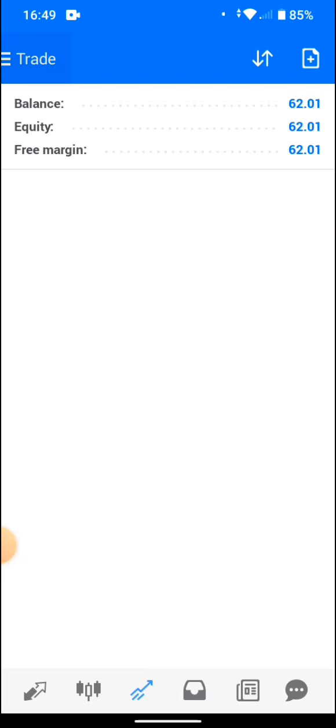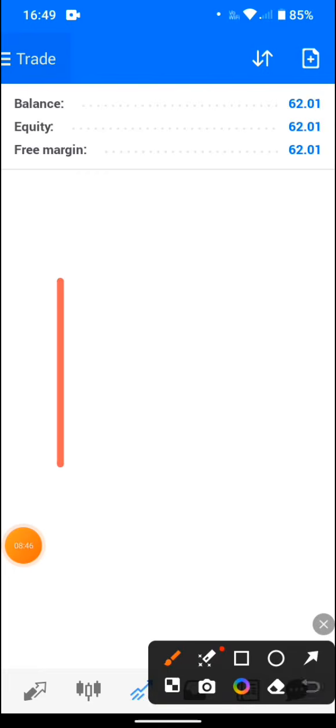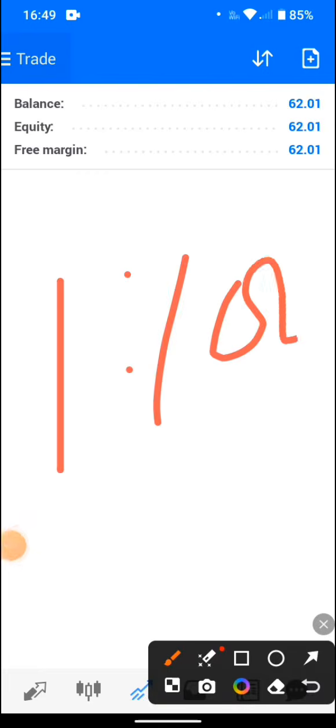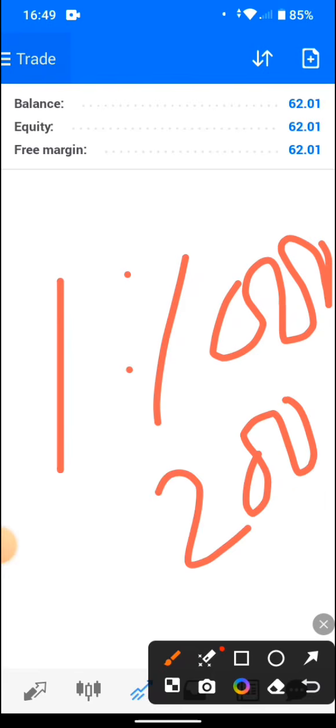The margin, the money you are going to put in to enter a trade, is going to be very high. So in this case, you need to select at least, sometimes 1 is to 1,000, but you need to manage your risk well. How do you manage your risk? Coming to the lot size, or you select 1 is to 2,000.